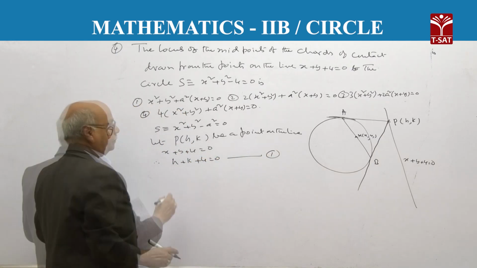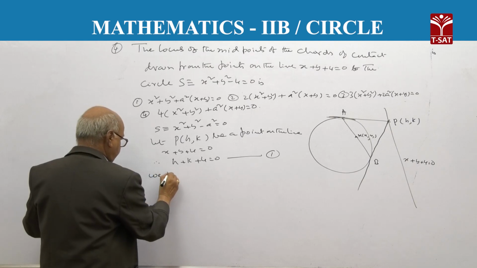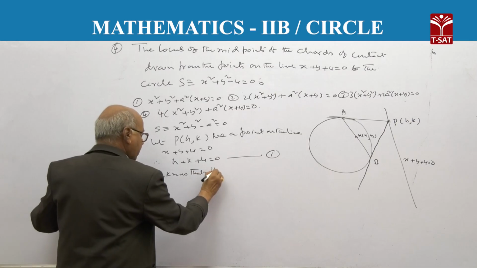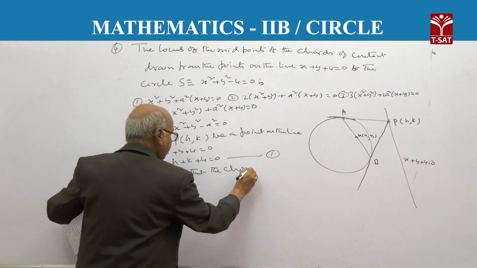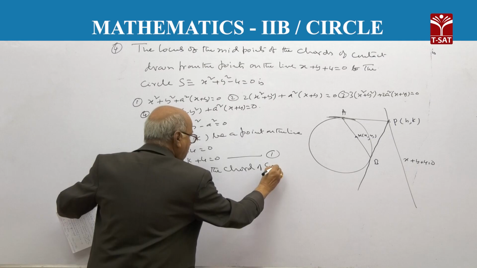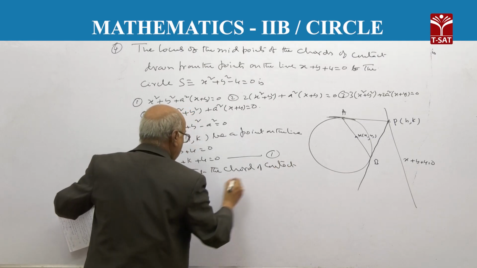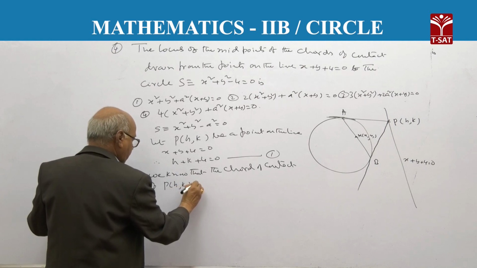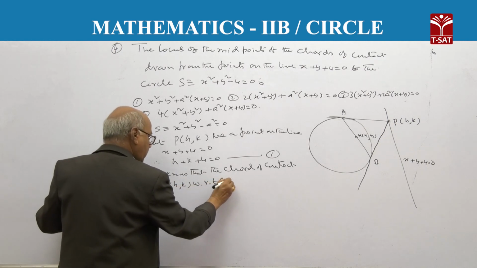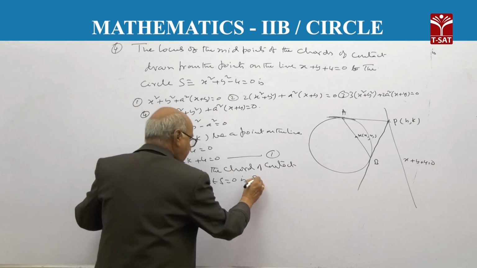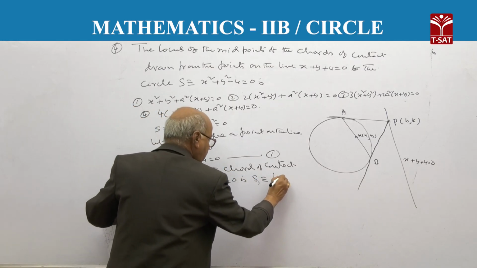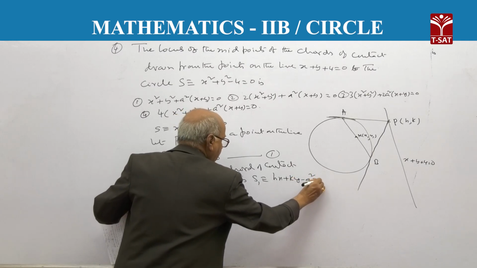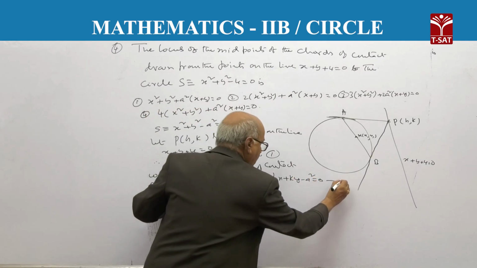Reference number 1. Now, we know that the chord of contact of (h, k) with respect to S is equal to 0 is S1, means hx plus ky minus a square is equal to 0. So, this is number 2.